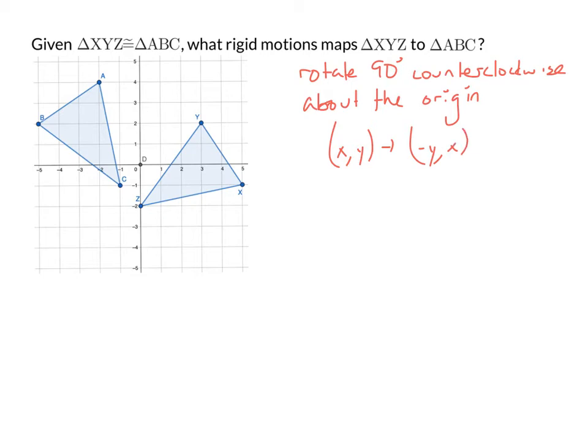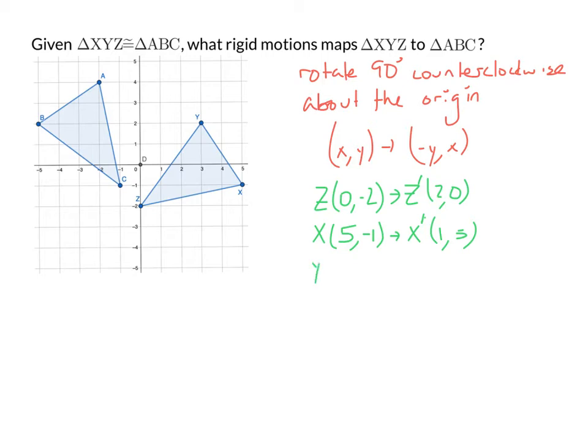So for instance, point Z, which was at 0 comma negative 2, will go toward where Z would land. We will switch these, and that 2 becomes positive. X, which was at 5 negative 1, will go toward its image, where we switch. The 1 becomes positive, and they switch the order to 1 comma 5. And then Y was originally 3 comma 2, and it will transform to its image, which is negative 2 comma 3.